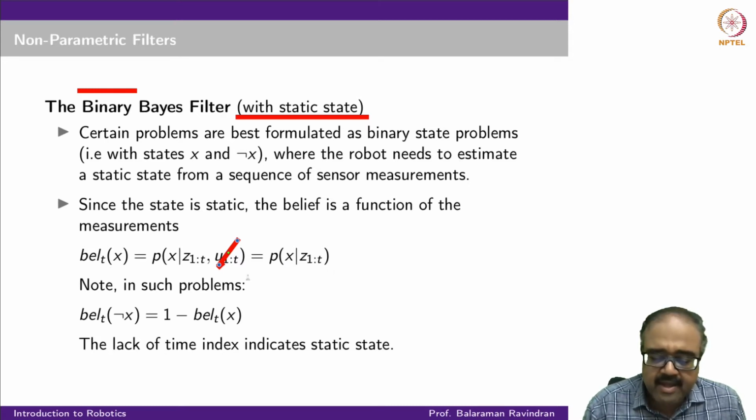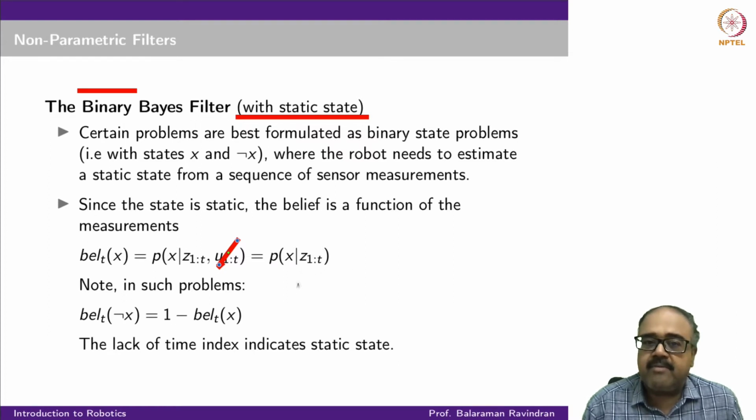And so the belief, instead of being the probability of x given all your observations and all your actions from the past, is basically the probability of x given your observations alone. Given all the observations you have made from time 1 to time t, what is the probability of x? In this case, what's the probability of x being true? And in these problems, you should remember that.